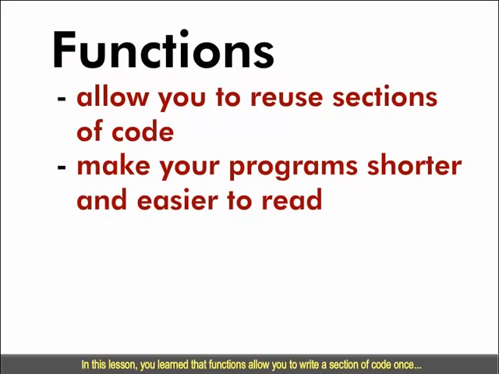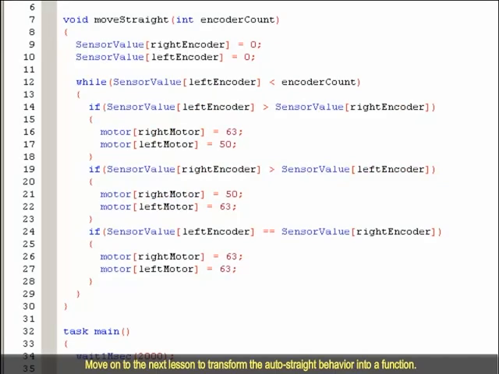In this lesson, you learn that functions allow you to write a section of code once, then reuse it multiple times in task main, making your program shorter and easier to work with. Move on to the next lesson to transform the autostraight behavior into a function.